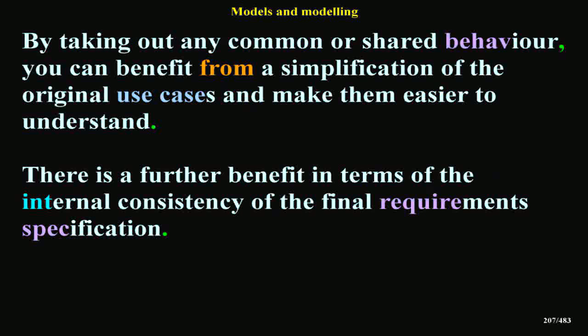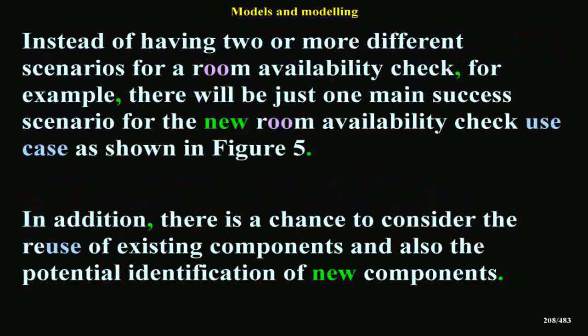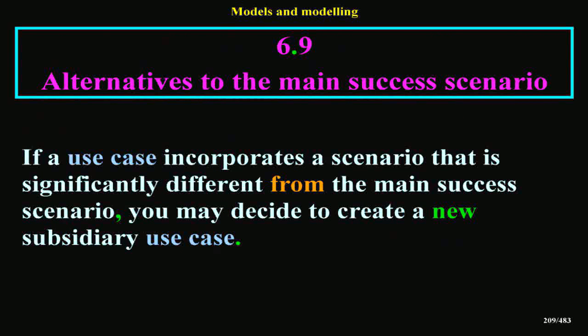There is a further benefit in terms of the internal consistency of the final requirements specification. Instead of having two or more different scenarios for a room availability check, for example, there will be just one main success scenario for the new room availability check use case, as shown in Figure 5. In addition, there is a chance to consider the reuse of existing components and also the potential identification of new components. 6.9. Alternatives to the main success scenario. If a use case incorporates a scenario that is significantly different from the main success scenario, you may decide to create a new subsidiary use case.